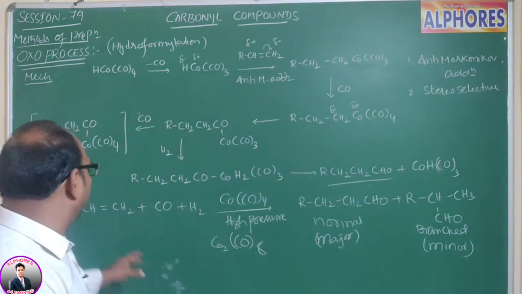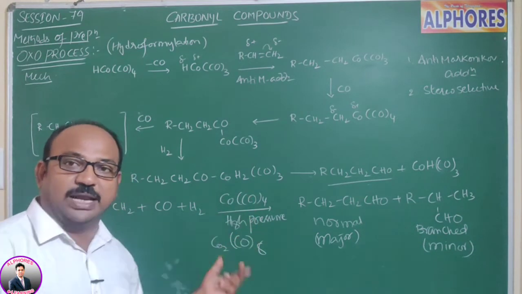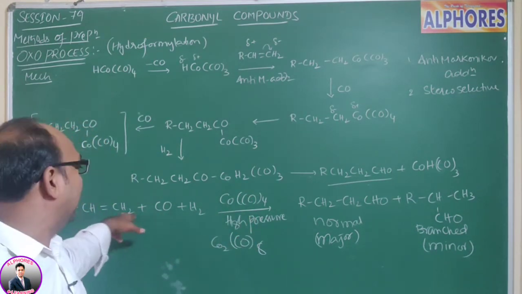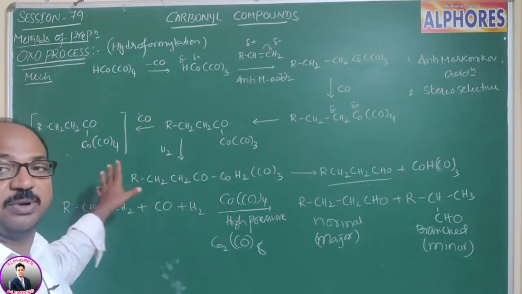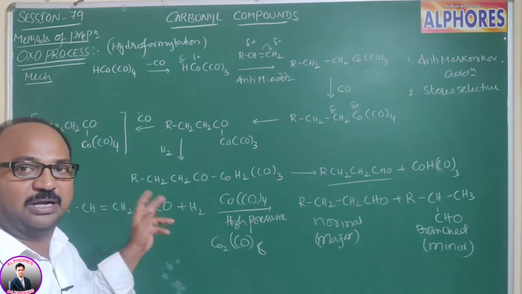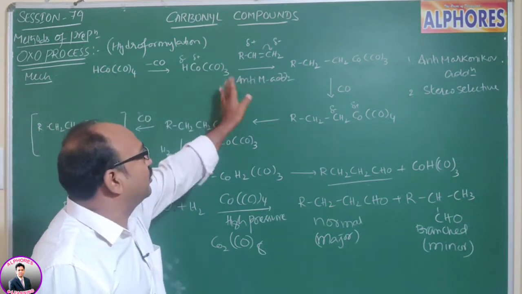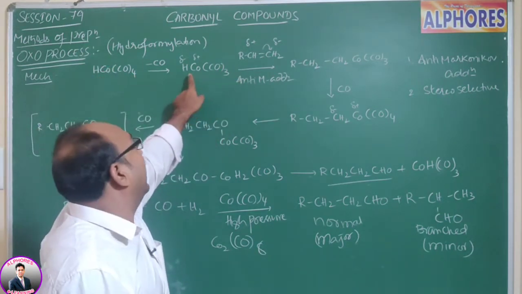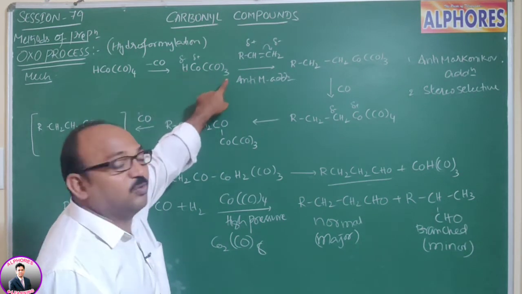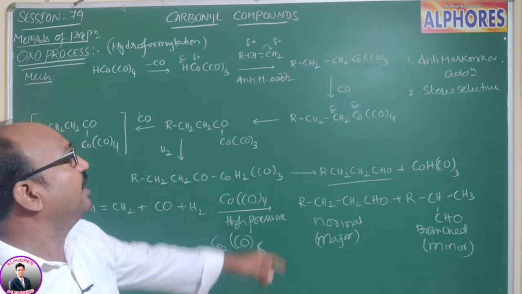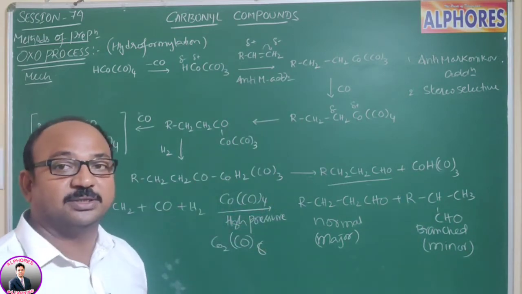So overall, when you observe this reaction, maybe it looks like carbon monoxide attached to one carbon and hydrogen attached to one carbon. It looks like that only. But here, if you observe, initially carbon monoxide is not going to add. Here the adding species is HCo(CO)3. This one is going to add to the unsymmetrical alkene, and finally you get the addition product.